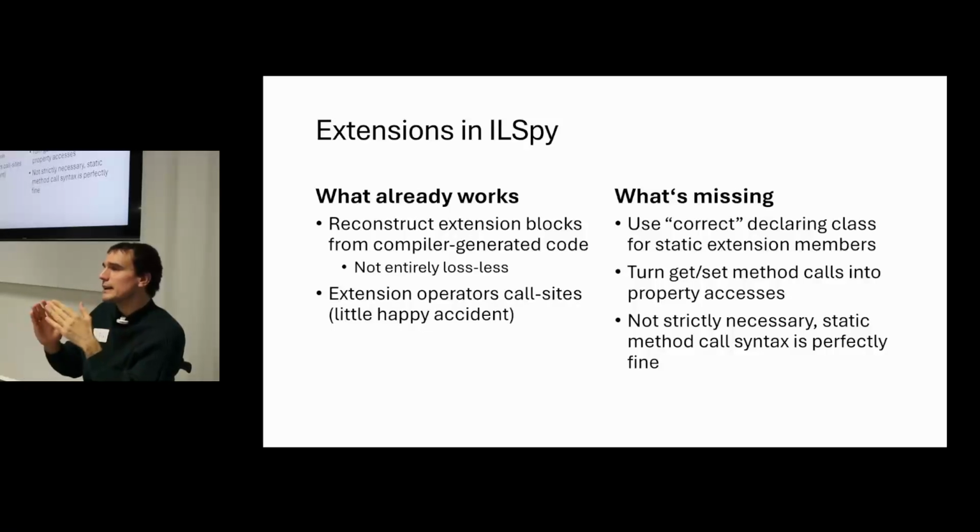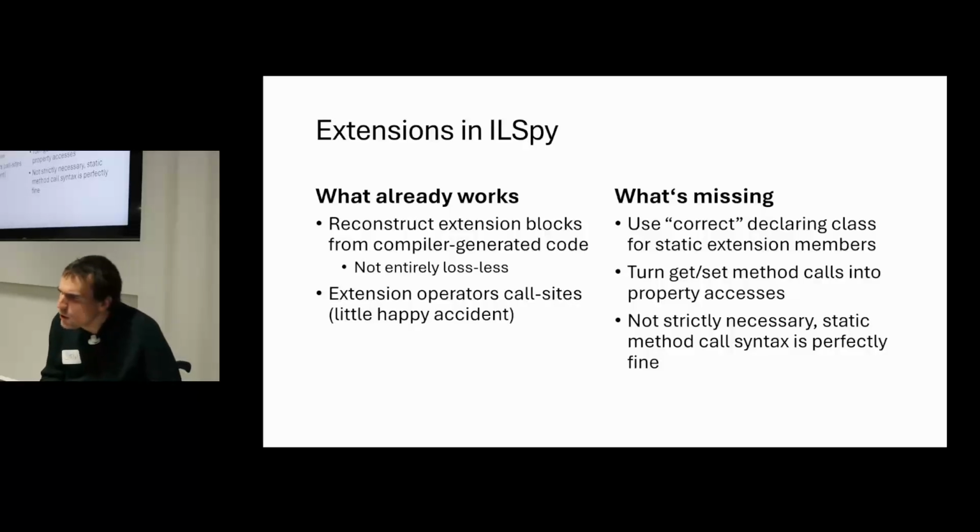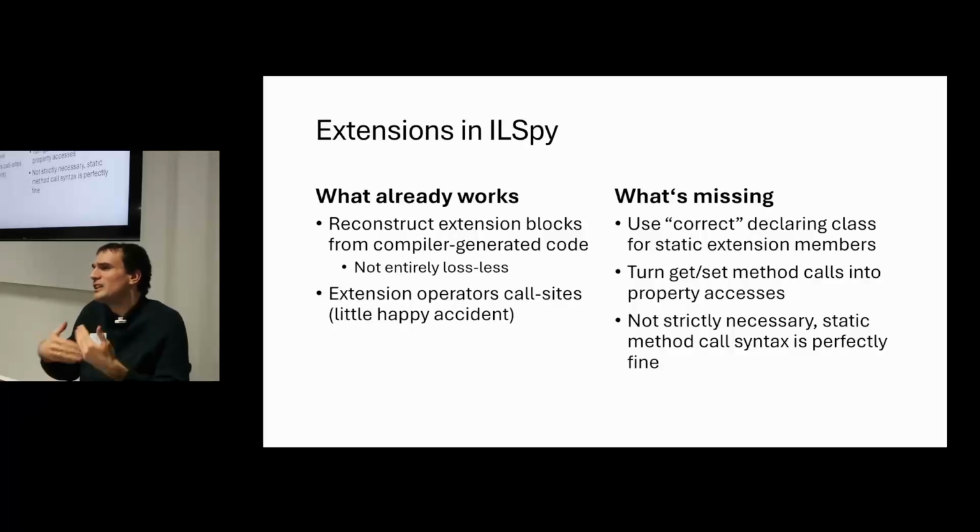And what's missing is that we don't use the correct syntax. When you put a static extension method on string, it will still show my extensions dot my static method and not string dot my static method. We also don't transform the accessor calls correctly, but that's not strictly necessary because your code will compile without it. You don't actually need to use extension method syntax to use it. It's perfectly fine. I think that's it.